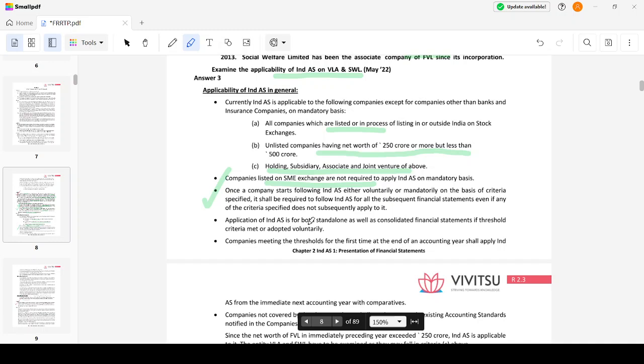Application of Ind AS is for both standalone financial statements, if threshold criteria are met or adopted voluntarily. Even though I adopted voluntarily or it is a mandatory requirement, I have to apply it to both the standalone and the consolidated financial statements. Companies meeting the threshold for the first time at the end of an accounting year shall apply it from the next accounting year with the comparatives. Assume I am fulfilling it only on 31st March. Then there is a relaxation given, so I could follow from the immediate next accounting year along with the comparatives.